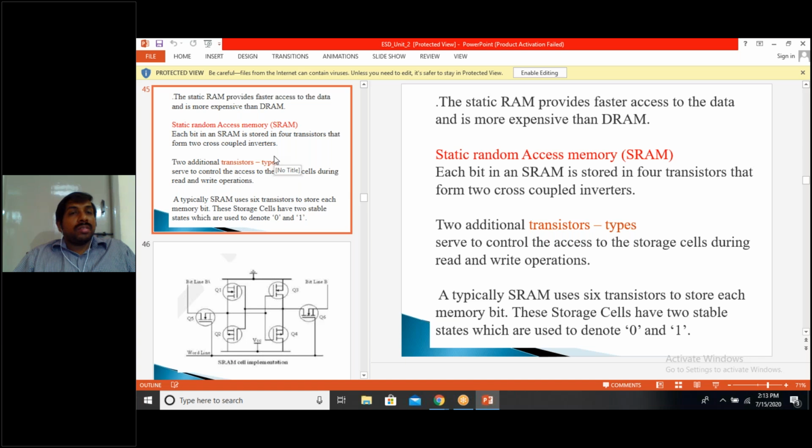So what is SRAM? SRAM stands for static RAM. It provides faster data access compared to your DRAM. It stores the data as 4 transistors connected as cross-coupled, like two inverters. Two inverters are cross-coupled, and it stores the data at the output portion of one inverter. So these 4 transistors are connected as cross-coupled inverters, and after that you have two more transistors which are connected to your bit and bit-bar lines, and the gates are connected to the word lines.